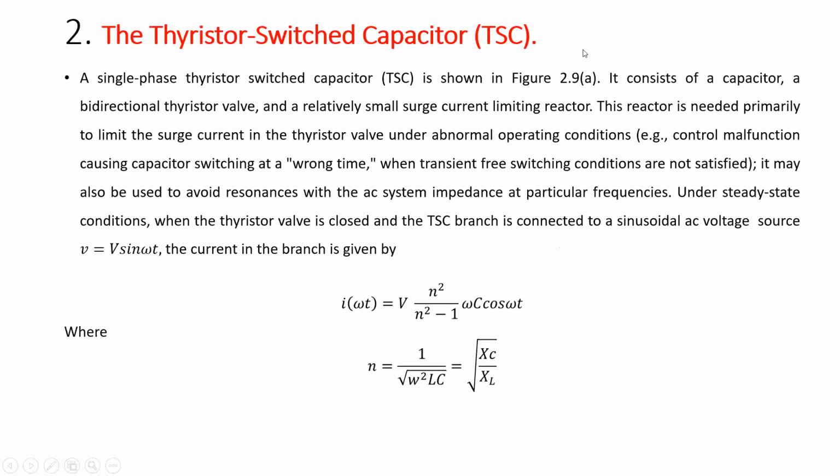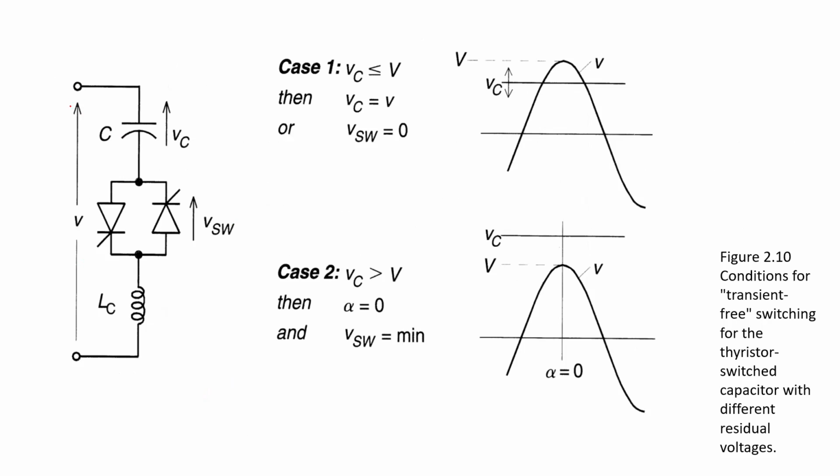Now thyristor switch capacitor. So in thyristor switch capacitor, this is the diagram. This is the system voltage V. This is the capacitor whose capacitive reactance, capacitive current is going to be controlled with the help of thyristor valves, similar to the last one, which I already explained. And one inductor, a current limiting inductor, is introduced to limit that current, as well as to avoid resonance in the system.